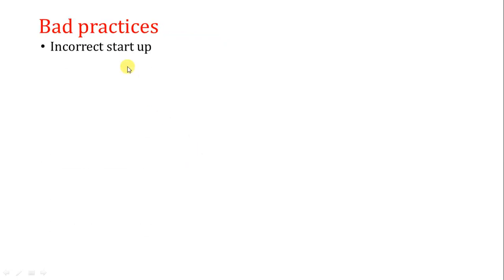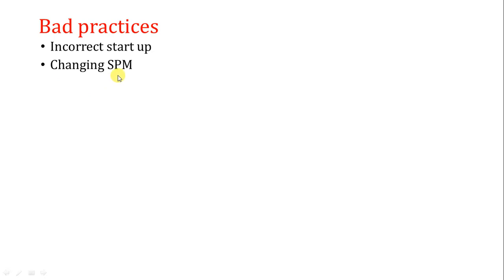There are some bad practices. What are the bad practices that may lead to another problem in well control? First, incorrect startup. Incorrect startup means that while starting up, instead of keeping casing pressure constant, you make the drill pipe pressure constant. This way, you will make a problem and you may get a second kick.